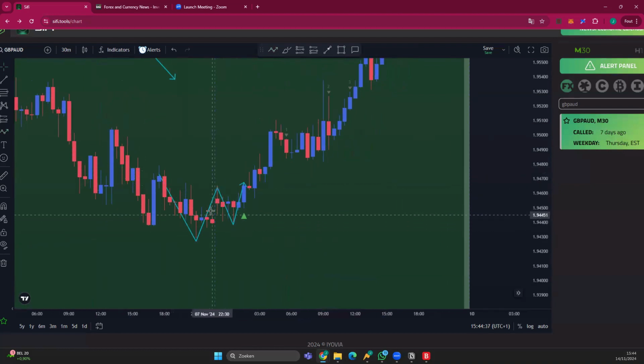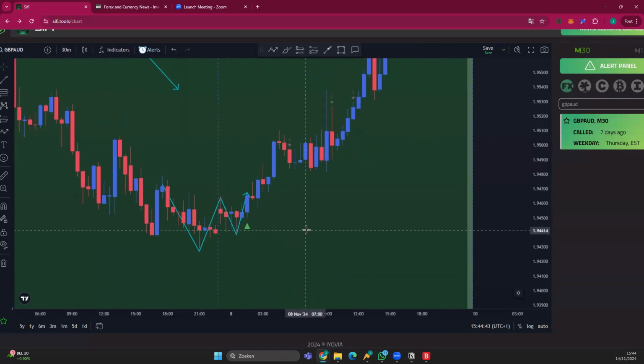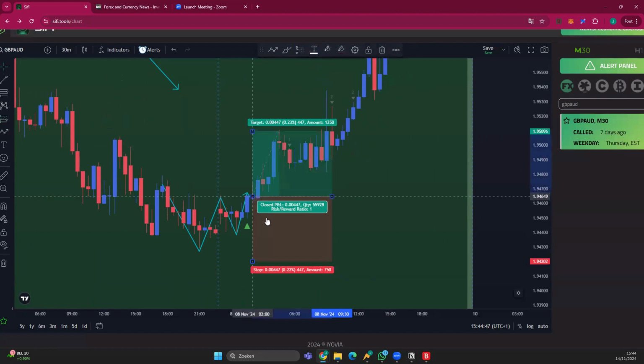I know there's a little gap here in between. This was during the night, so that's okay. That spread hour, that can happen. And what are we going to do? We're just going to enter the trade.